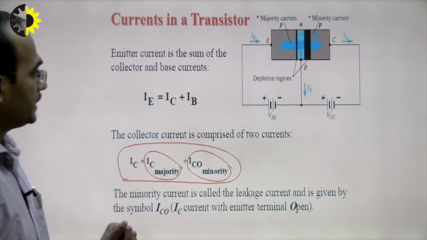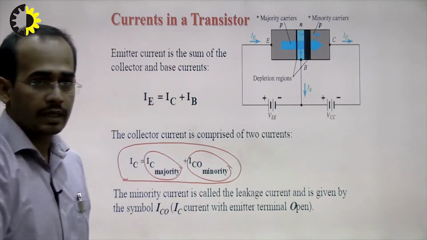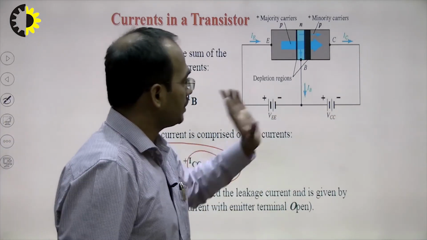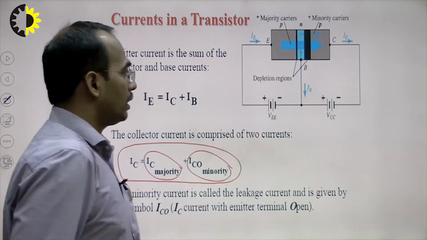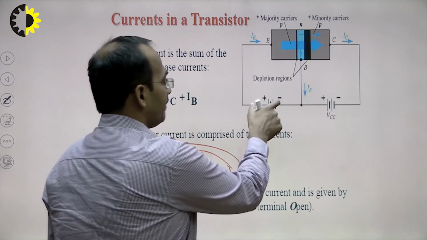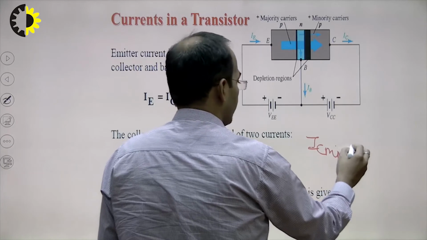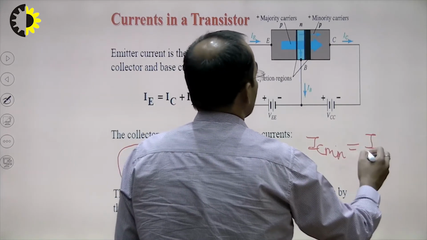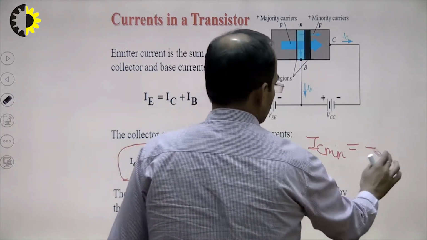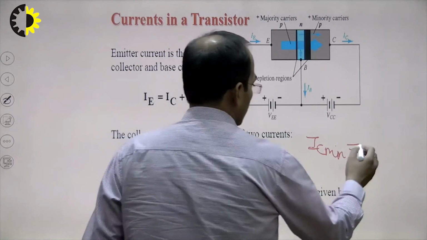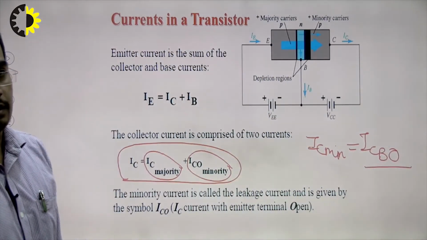What will be the value of IC minority? The minority current will flow when the collector base junction is reverse bias. When the collector base junction is reverse bias, I have to ignore or remove the emitter base junction forward bias. In that case, it means we have to open the emitter base junction. IC minority will be equal to ICBO, collector to base current when emitter is open.